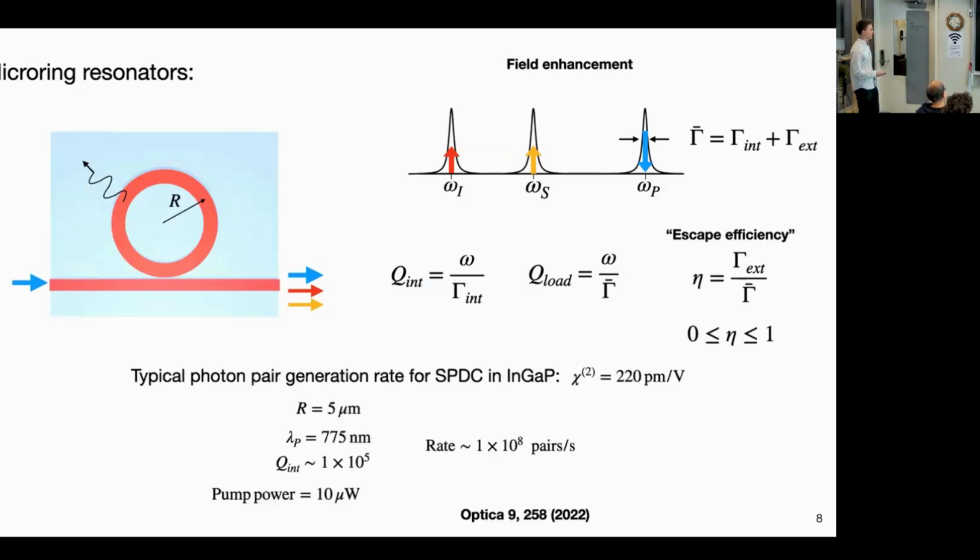So here is a typical photon pair generation rate for, say, this SPDC process in a ring that's made from indium gallium phosphide, InGaP. This is the calculation. We choose InGaP because it has a relatively very large Chi2. It's 220 picometers per volt. And these are parameters that have been experimentally demonstrated. So for a ring radius of 5 micrometers, a pump wavelength of 775 nanometers, and a Q intrinsic of 10 to the 5, for only 10 microwatts of pump power in the input, we can generate 10 to the 8 signal and idler pairs per second.